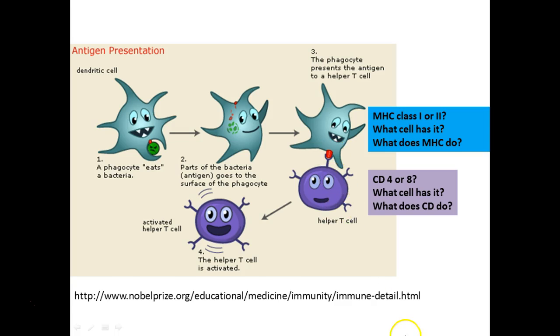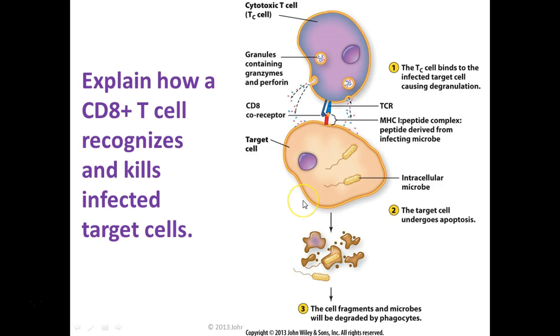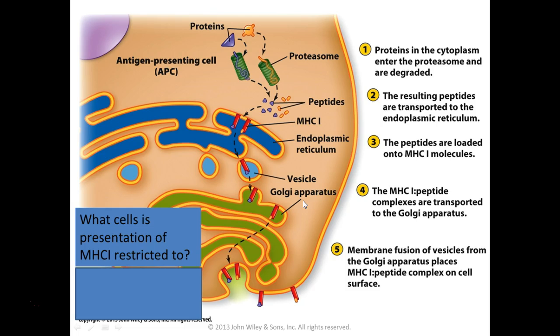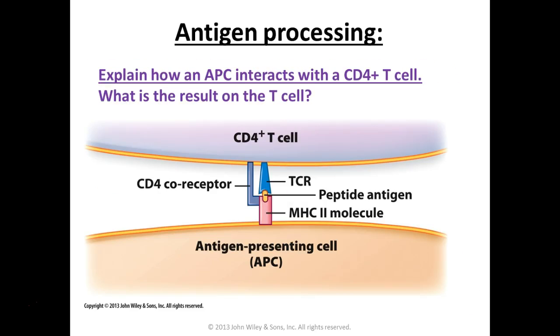Do I need to rewind? Is this one 4 or 2? 1. Here, we'll go all the way back to 4. So find the CD4 co-receptor. What is it doing in that picture? CD4 co-receptor.